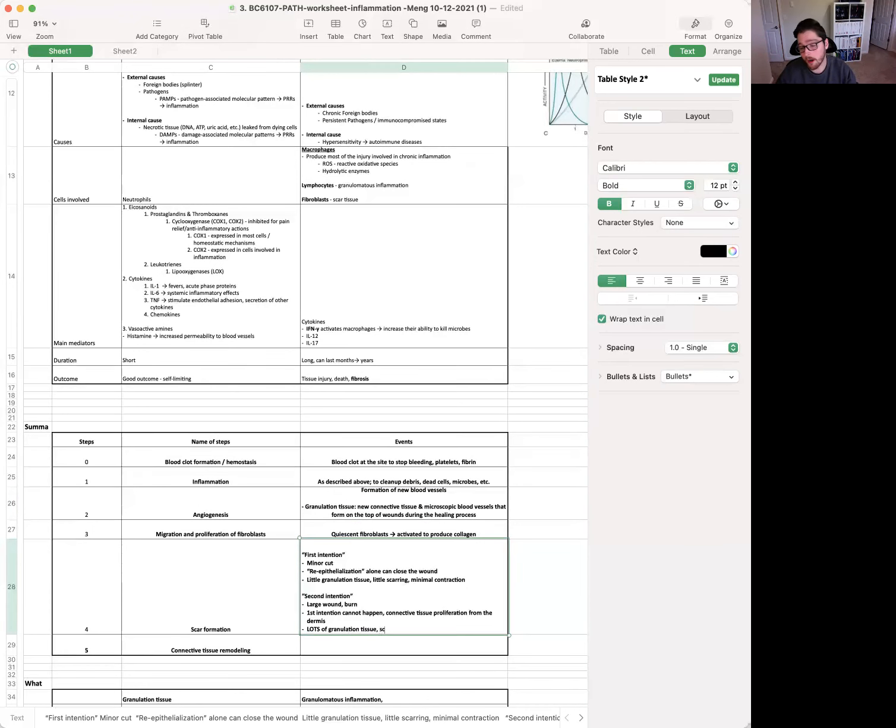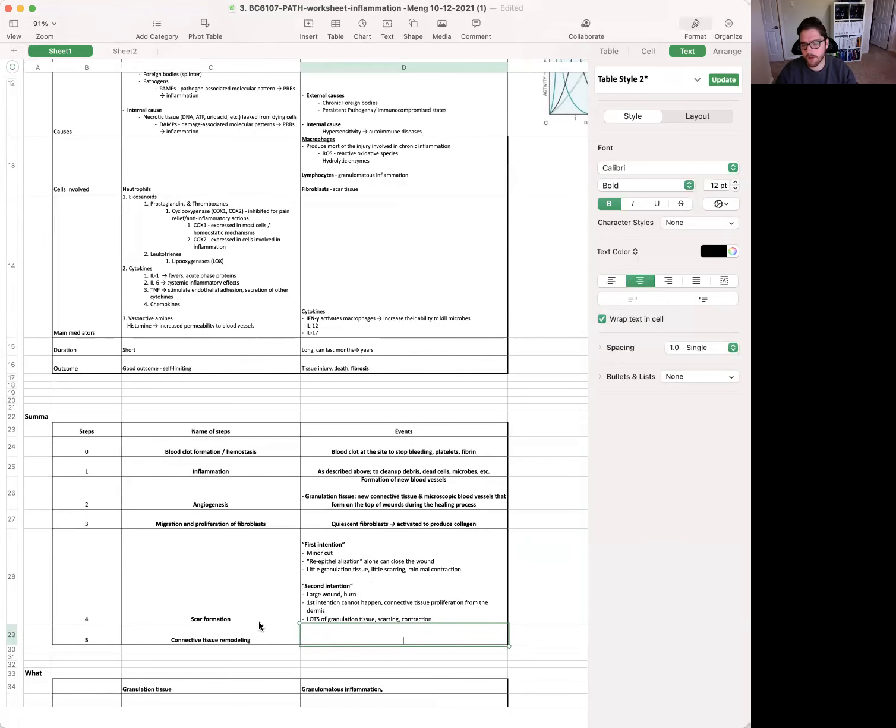You're going to have scarring, definitely, if it's a big wound. And also you're going to have contraction, which are, again, those myofibroblasts that are able to contract to help close the wound. So maybe you want to know the difference between these two, but definitely just know this is part of scar formation. And then lastly, we have connective tissue remodeling. We already kind of talked about this. The collagen is more disorganized, and there's scar tissue at the wound.